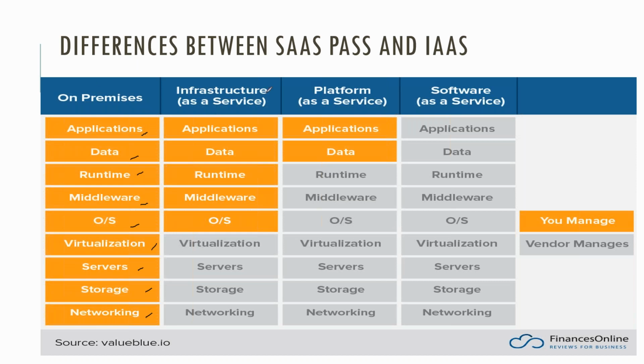But when it comes to infrastructure as a service, what happens? The networking, storage, servers and virtualization, all these components will be maintained by the vendor, in the sense of cloud providers. So you will be responsible for installing the OS, middleware, runtime, data and applications. Infrastructure as a service will provide only the bare networking, storage and virtualization. On top of it, you will be responsible for creating the applications and runtimes.